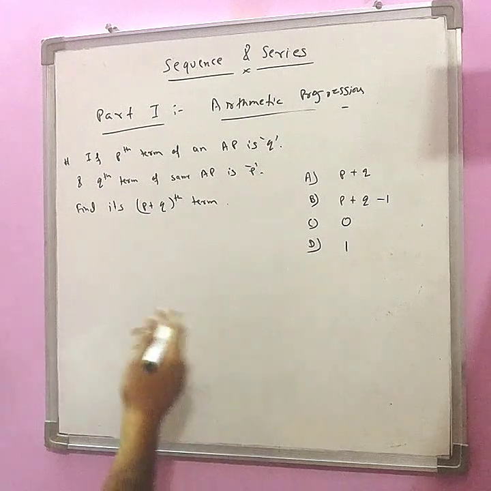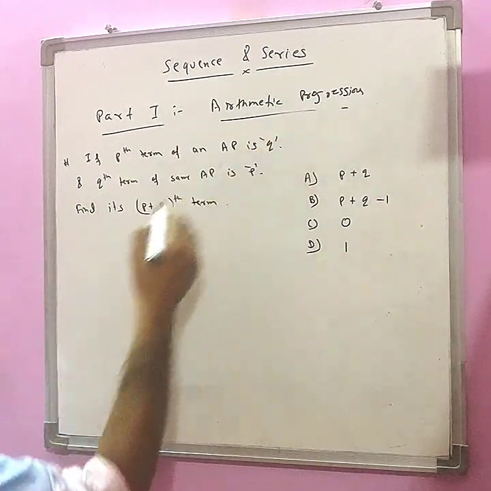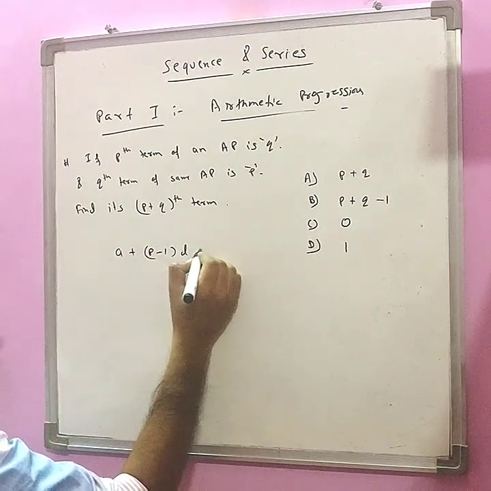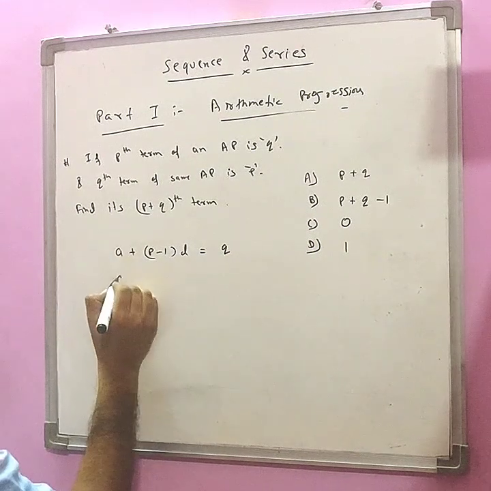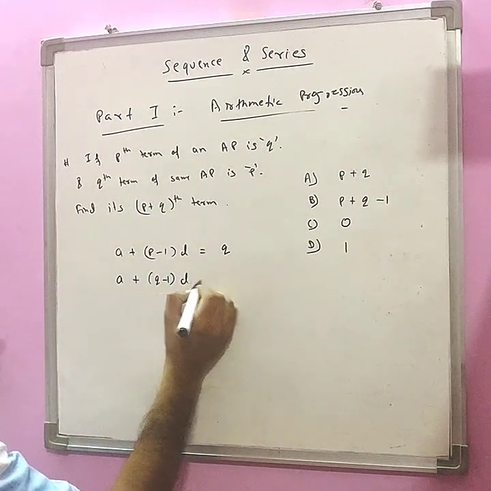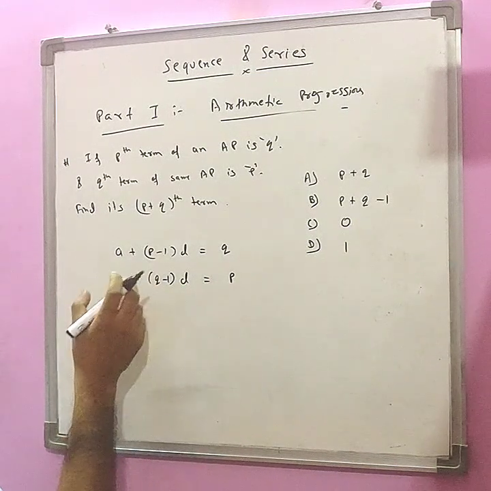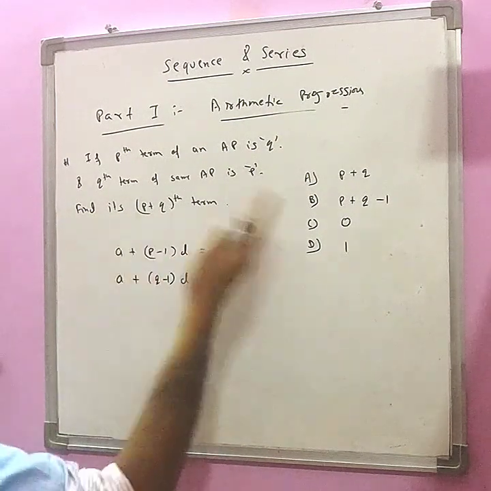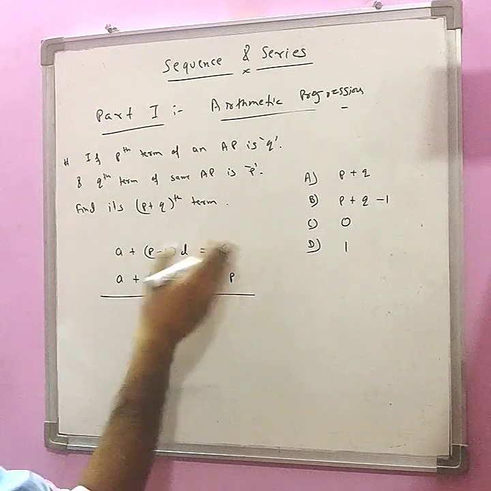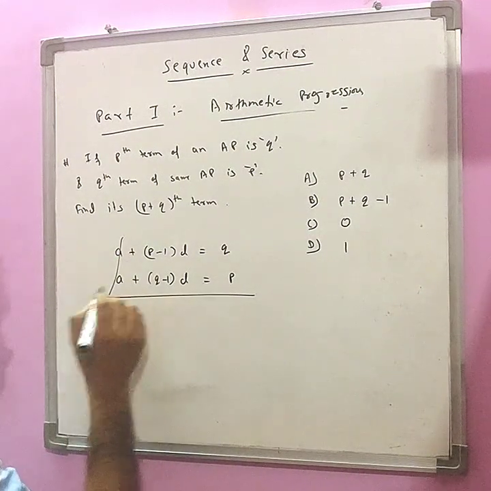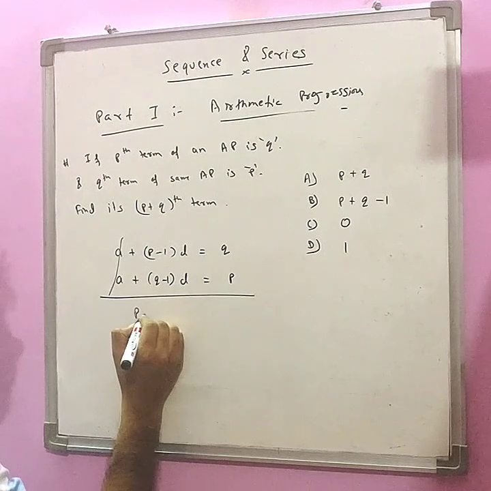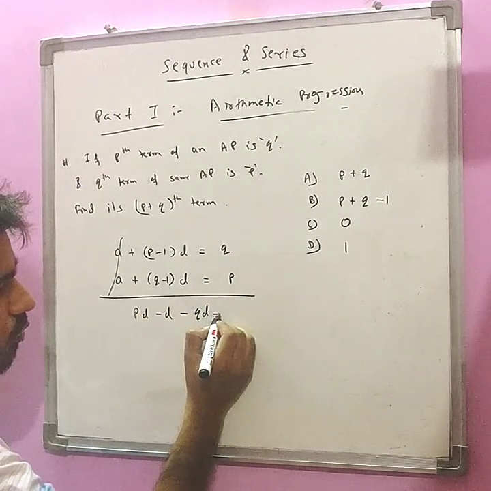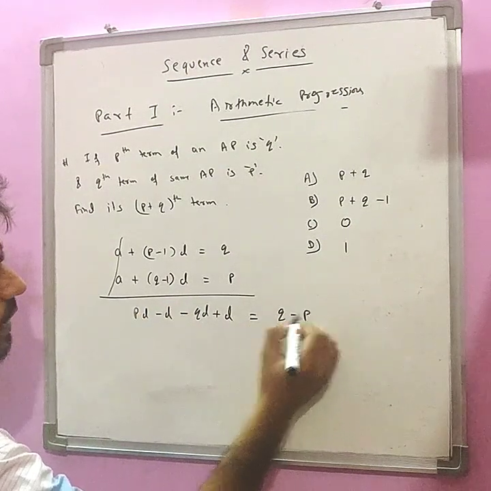What generally students do: the pth term is given as q. The pth term means a plus p minus 1 into my d, and this is equal to q. And the qth term is defined as a plus q minus 1 into my d is p. Okay, so we have again two variables and two equations. a and d are the variables, p and q are not the variables, these are the given values, right? So on solving, I get a minus a, this would be 0, pd minus d minus qd, and minus minus it would be plus d, is equal to q minus p.